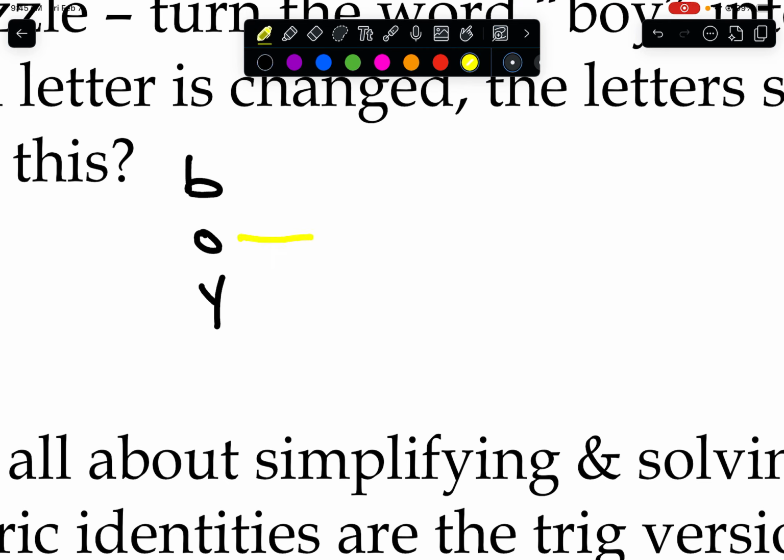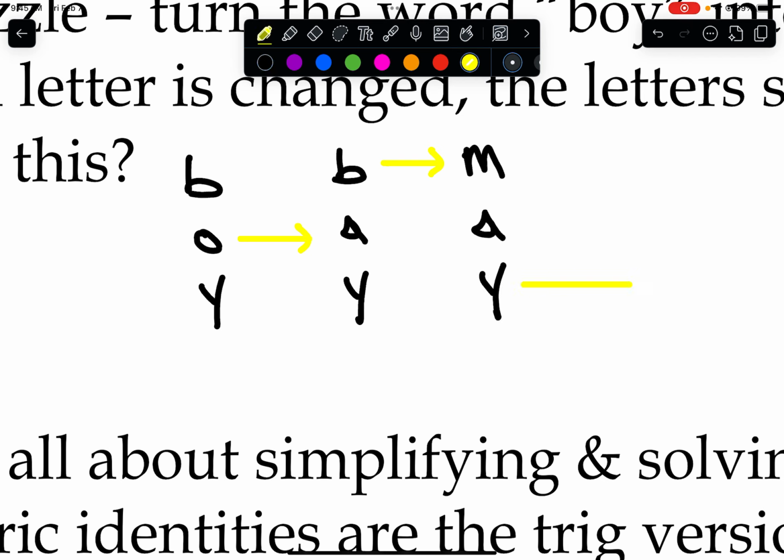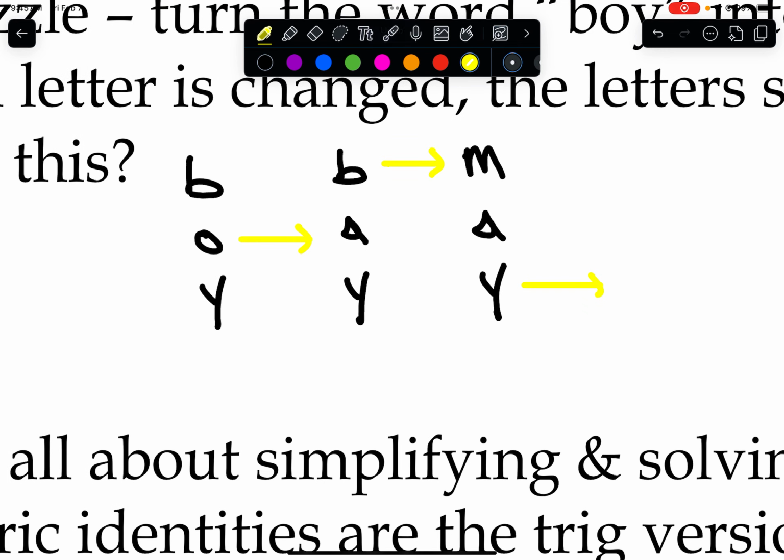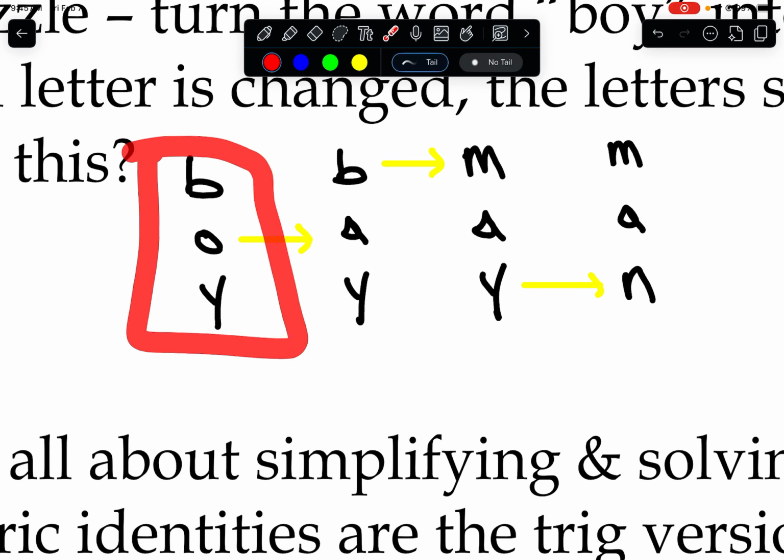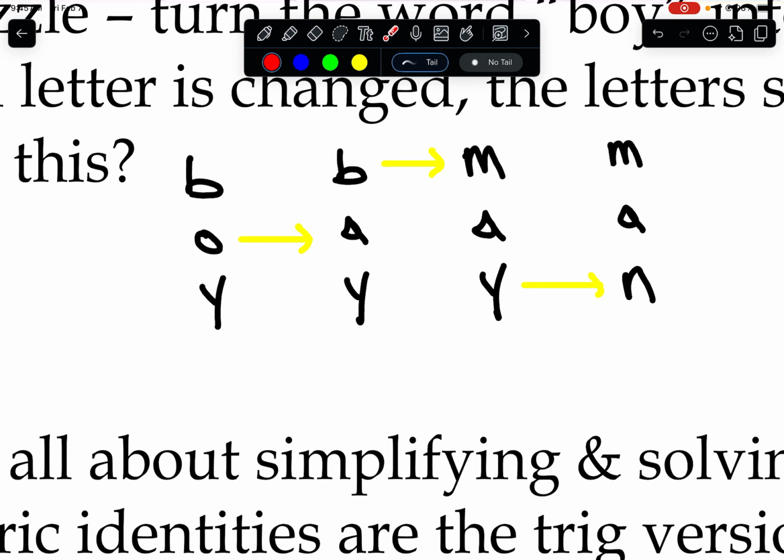So boy, what I can do is change it to bay, B-A-Y. And then after bay, I can turn this to may, M-A-Y. And then after may, I can switch the Y to an N. So now it becomes man. We started with the word boy, and we ended with the word man. We did that by alternating and manipulating this word a couple times to change it into something else. This is essentially what identities are doing.